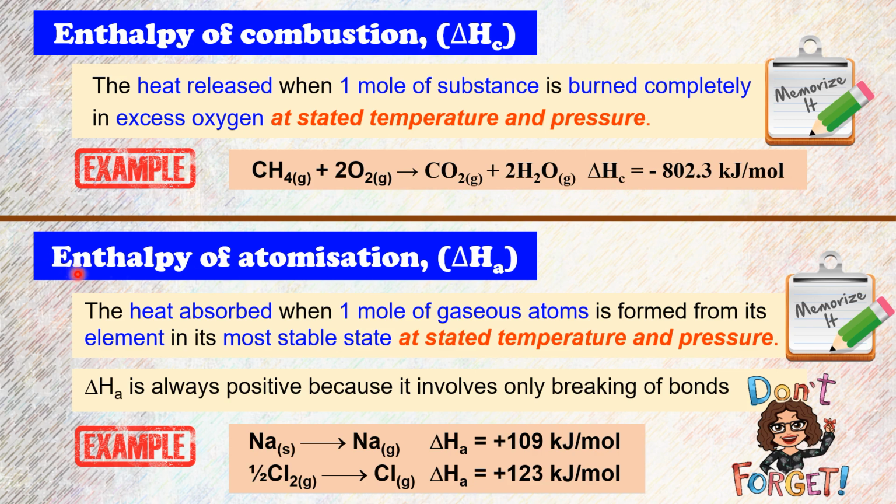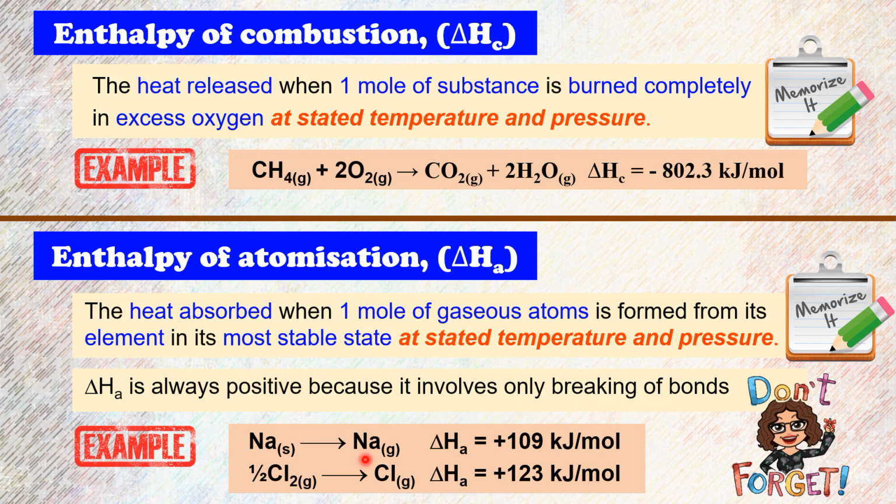Right, so next, enthalpy of atomization, delta Ha, can be defined as the heat absorbed, which means it involves an endothermic reaction, when 1 mole of gaseous atoms is formed from its element in their most stable state at stated temperature and pressure. So delta Ha is always positive because it involves only breaking of bond.